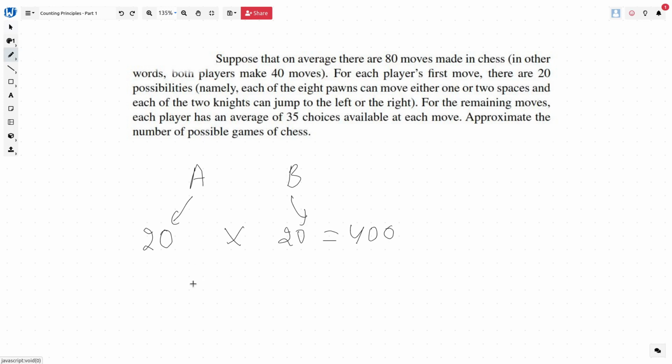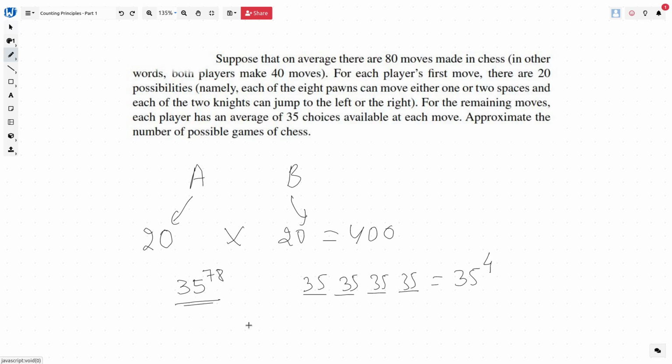So it will be 35 to the power 78. I'll explain why this happens. Let's say we have only 4 moves. Each move can be done in 35 ways. So this can be done in 35 ways, this in 35 ways, this in 35 ways, so it is 35 to the power 4. If we take 78 moves, it will be 35 to the power 78, and the first 2 moves can be done in 400 ways.